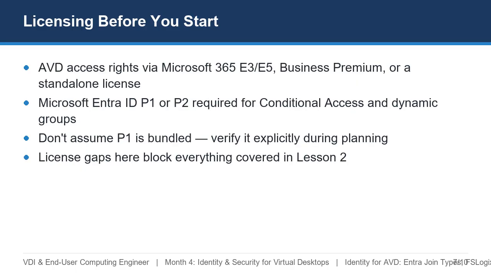2 license tracks matter and people conflate them constantly. AVD access rights typically come bundled through Microsoft 365 E3 or E5, Business Premium, or Windows Enterprise E3 or E5, with standalone per-user licenses available otherwise. Separately, Microsoft Entra ID P1 or P2 is required for conditional access, dynamic groups, and multi-factor authentication enforcement. Never assume P1 is already included, verify it explicitly, because the access control lesson that follows this one depends entirely on it.